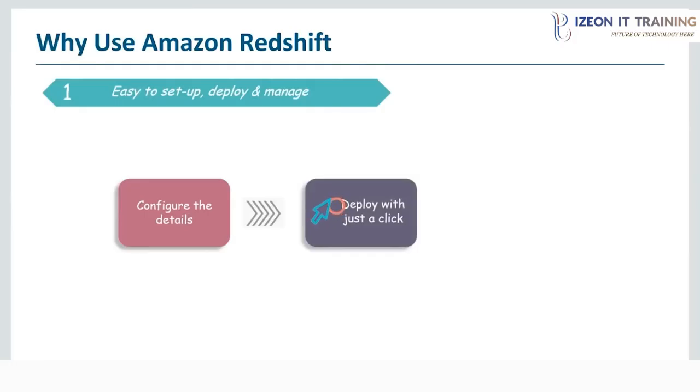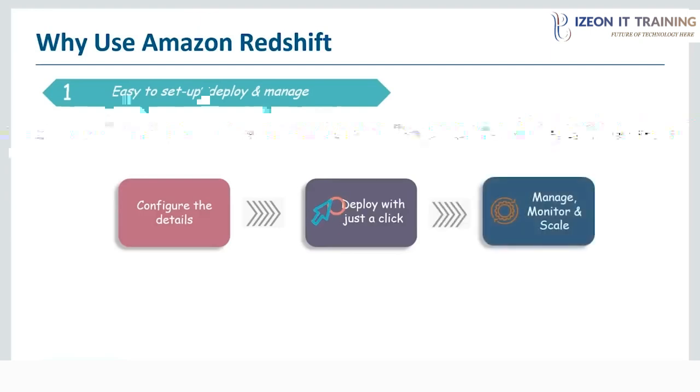So with one click, you can easily create a data warehouse in Amazon Redshift. Once your data warehouse is set up, Amazon Redshift automates most of the common administrative tasks like managing, monitoring, and scaling your database. So you don't have to worry about managing or scaling your database needs. So that's how easy it is to develop or set up a data warehouse using Amazon Redshift.